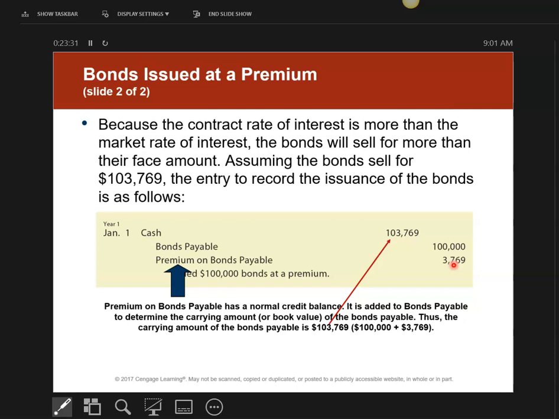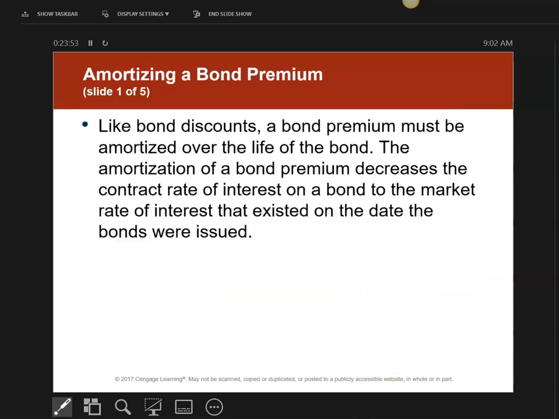This is called an adjunct liability account. Premium on bonds payable plus the bonds payable is equal. So it's not subtracting, it's bonds payable plus the premium. That is the carrying value of my bond. But remember, at the end of the 5 years, the carrying value must equal the face value. Okay, so we're going to do the same thing. We're going to amortize it over the period of time so that when I get to the 5 years, the carrying value will be $100,000.